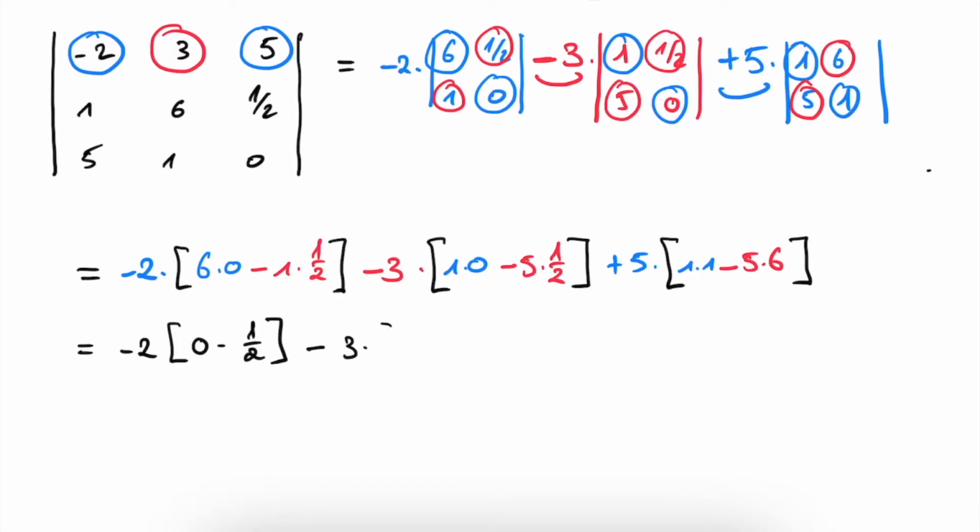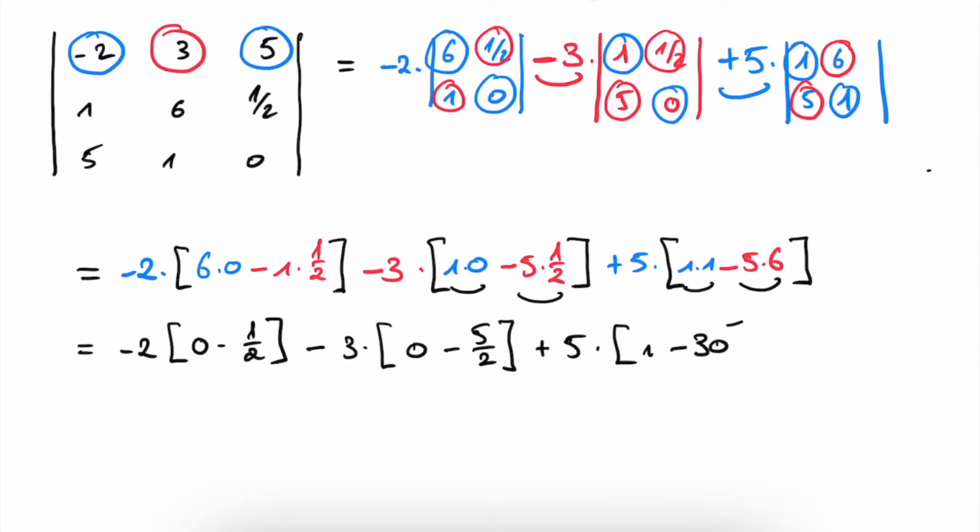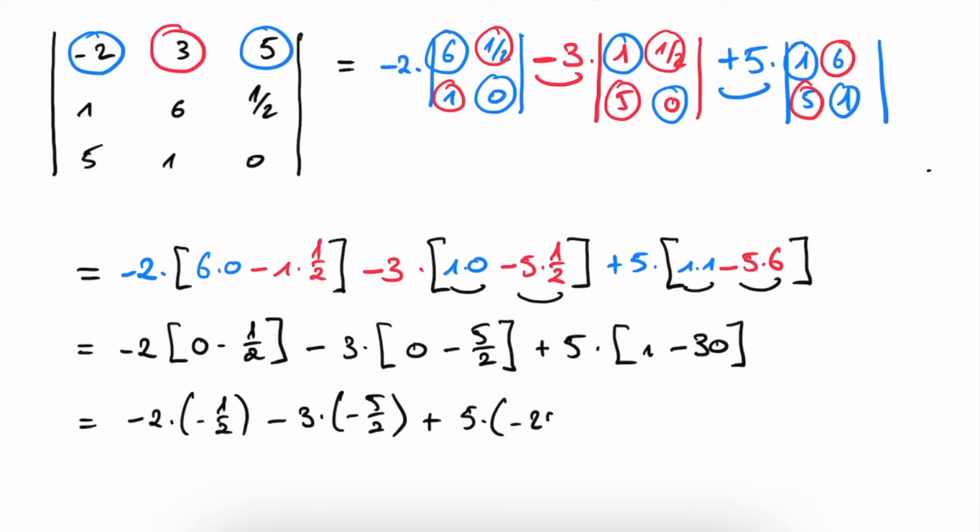And we calculate these simple algebraic equations, which becomes minus 2 times 0 minus 1/2, minus 3 times 0 minus 5 divided by 2, which is this term, plus 5 times 1 minus 30, because we have 1 minus 6 times 5. We can still rewrite this as minus 2 times minus 1/2 minus 3 times minus 5 over 2, which is this term, plus 5 times minus 29.